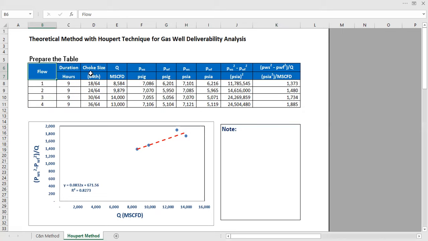If you get the data, you can also input the choke size or the choke opening. Q is the gas flow rate. PWS is the static pressure data, or the static bottom hole pressure data. You can also use it to represent the average reservoir pressure. And PWF, the previous one is PWS. S means static or shut-in, and PWF is the flowing bottom hole pressure. And the last two columns are for the computation.